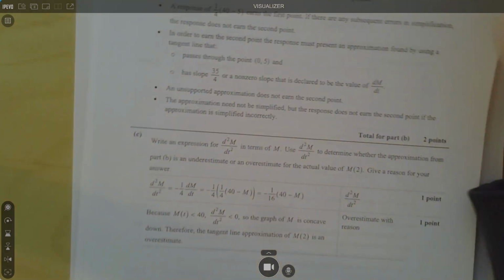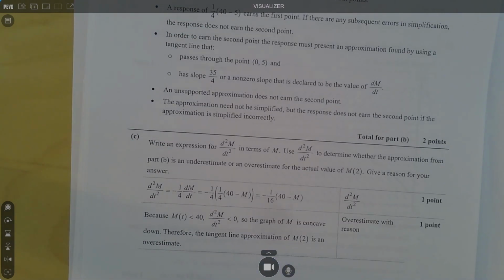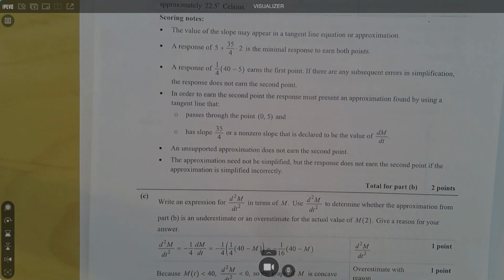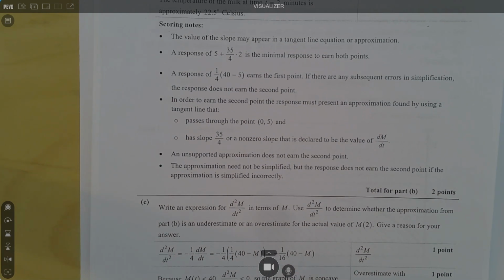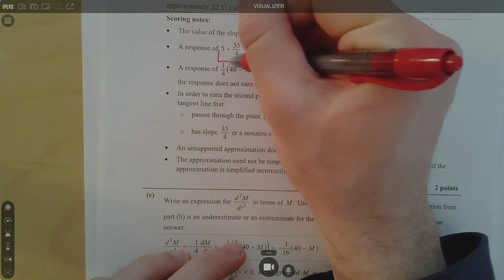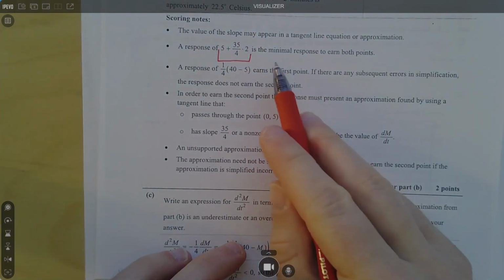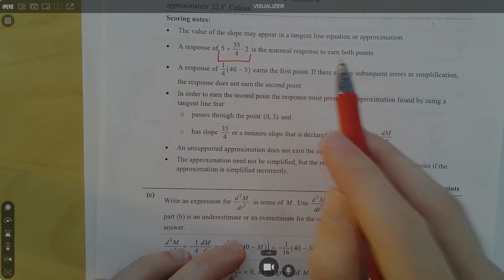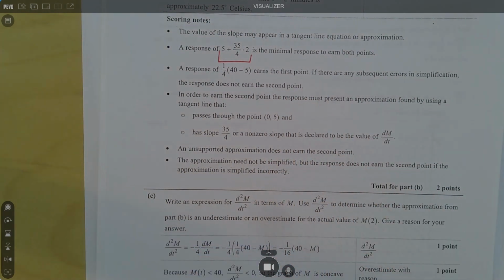Let's go to the scoring notes. The value of the slope may appear in a tangent line equation or approximation. A response of 5 plus 35/4 times 2 is the minimal response to earn both points. So that's what I was just telling you. It's okay. A response of 1/4 (40 minus 5) earns the first point, but if there are subsequent errors in simplification, it does not earn the second point.